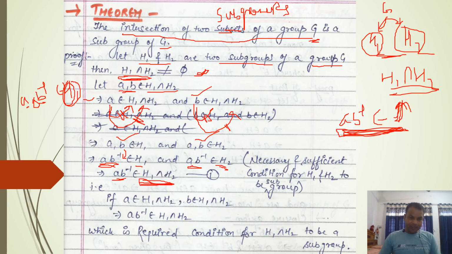This is the very important result I have discussed here, and we will prove it in our next theorem. If we show that AB inverse belongs to a set or subset, then that set will be a subgroup. So by using this theorem we can say that since AB inverse belongs to H1 intersection H2, H1 intersection H2 is a subgroup, because this is the necessary and sufficient condition to prove that a set is a subgroup.